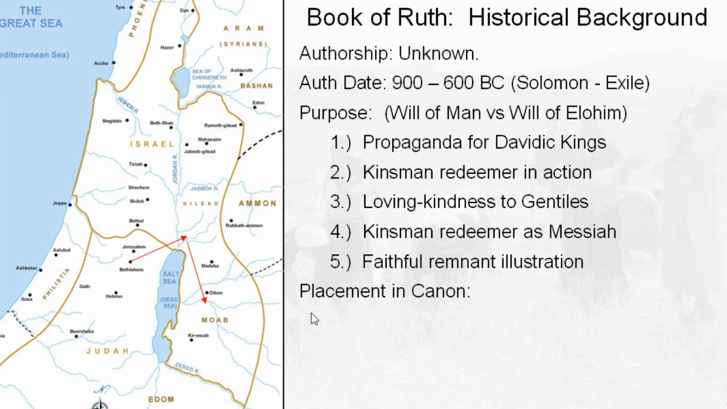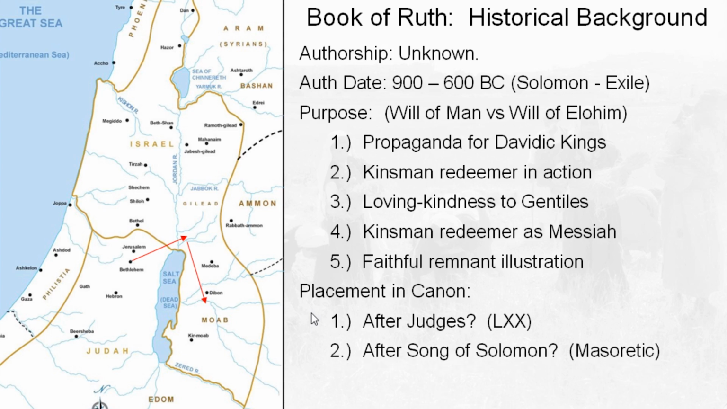Just a quick note on the placement in the Canon. When you open up your Bible, where do you find the book of Ruth? In most of your Bibles, you'll find it right after the book of Judges, because it's seen as an appendix to the book of Judges. That is, if your Bible was translated from the Greek Septuagint into English, you'll find Ruth after Judges. If you have one of these Hebrew Roots Bibles or the Complete Jewish Bible, those were not translated from the Septuagint. Those were translated from the Hebrew Tanakh text. And you will then find the book of Ruth after the Song of Solomon.